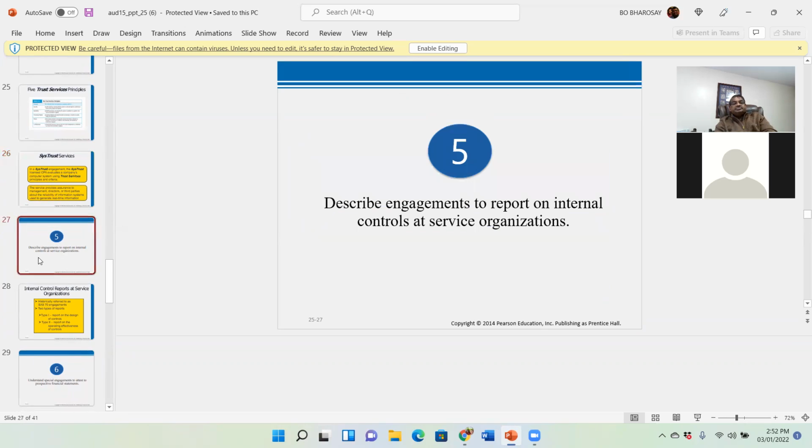Number 5, engagement to report on internal control at a service organization. ADP is a service organization. They do your payroll for you. If you're sending out your information to be processed externally, you want to make sure that organization has certain internal controls in place to protect your data.